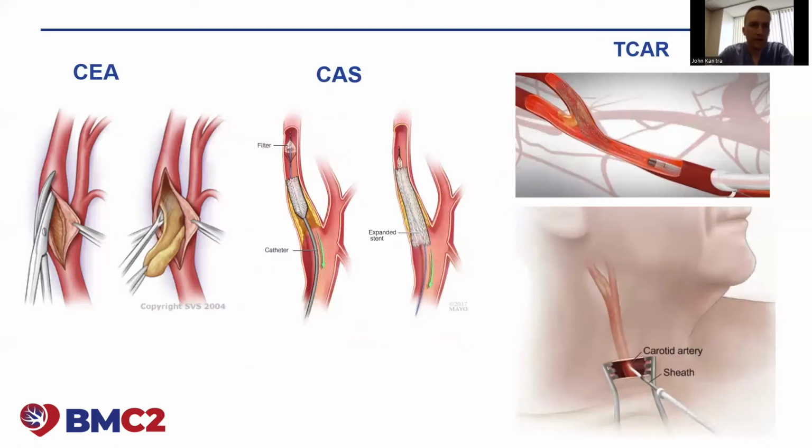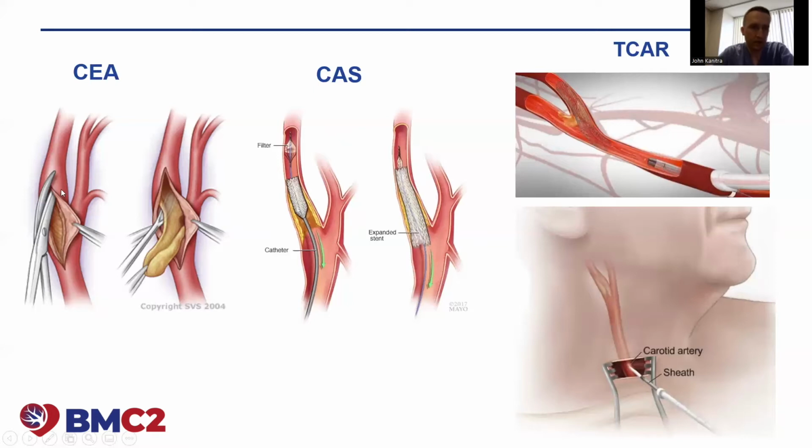So how do you intervene on this? There are three options to intervene on carotid stenosis. CEA, which is carotid endarterectomy, CAS, which is carotid artery stenting, and TCAR, which is newer, as of 2012, transcarotid arterial revascularization. Just very briefly, just so we're all, again, on the same page.